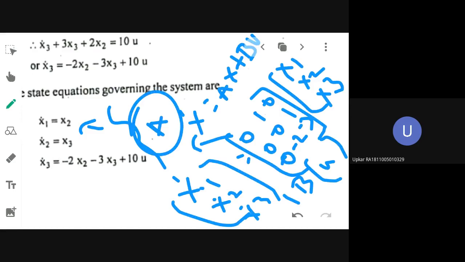Now the B matrix is the coefficient of U. There is no coefficient of U here, there is no coefficient of U here, but here there is a coefficient, that is 10. So only for x3 alone I will have 0, 0, and here 10. This is my state equation.